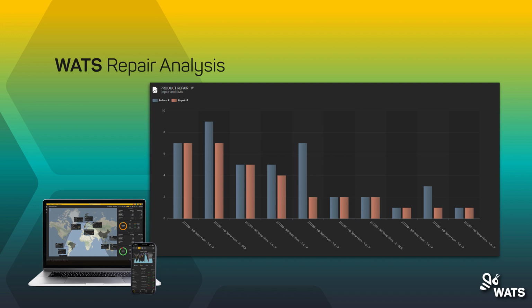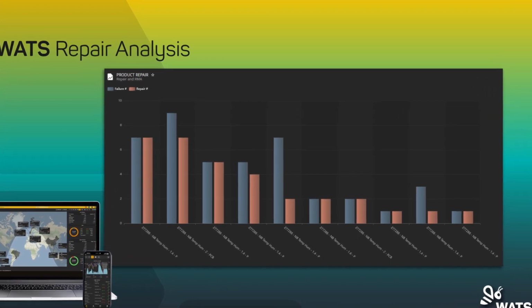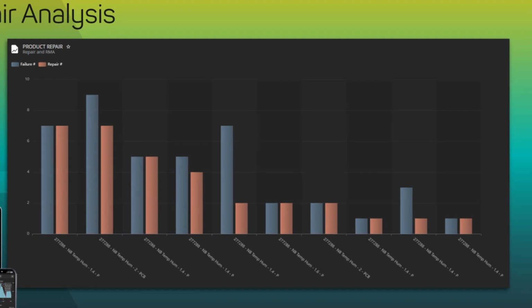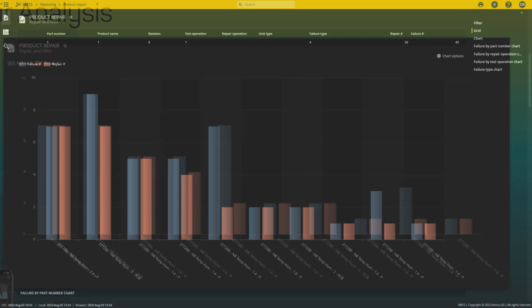Adding repair and rework data to WATS is an excellent way to improve your root cause analysis. While a failing step can be considered a symptom of your problem, the added repair information might be the missing link to diagnose the actual root cause.